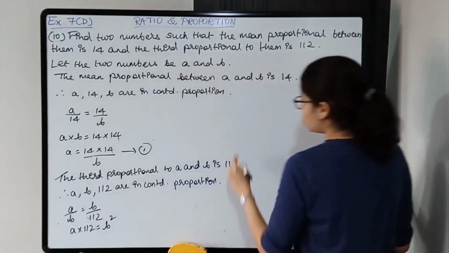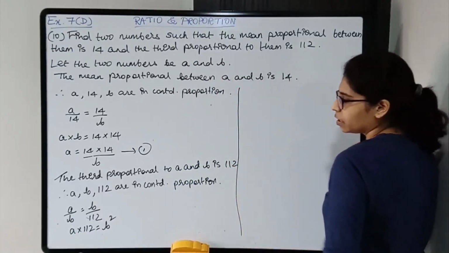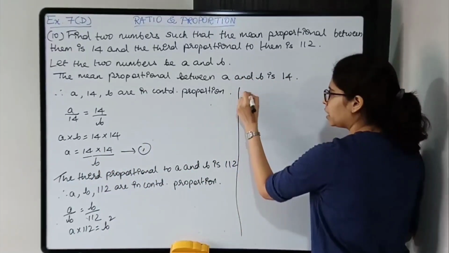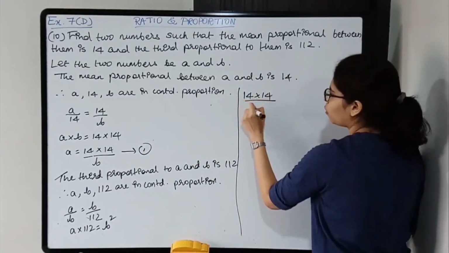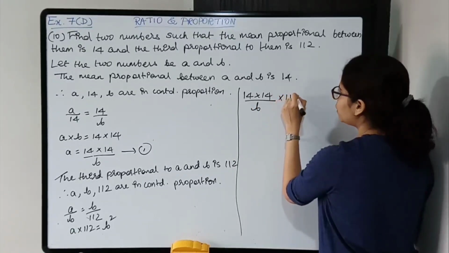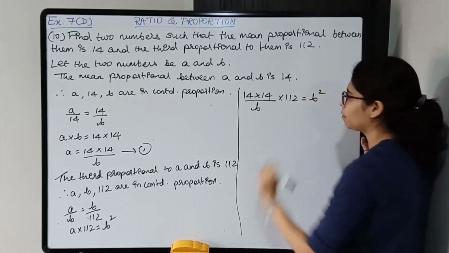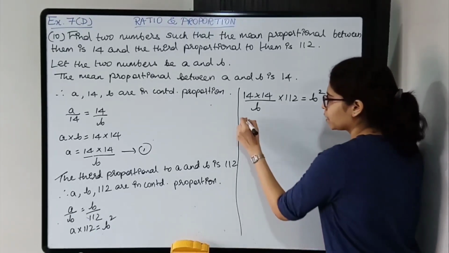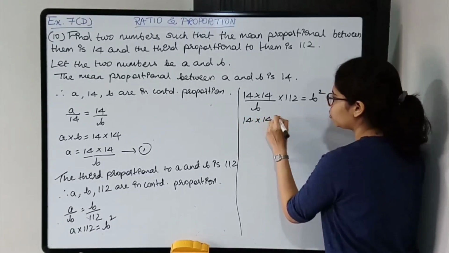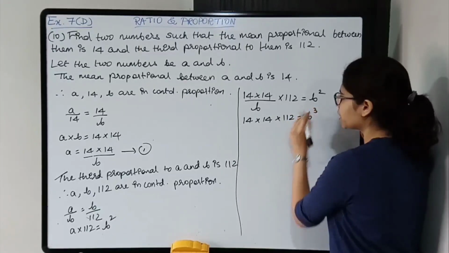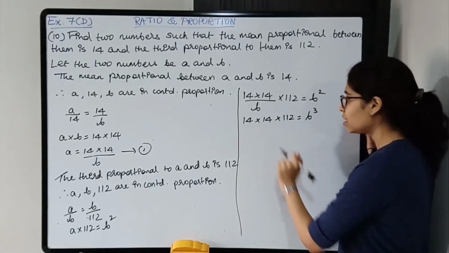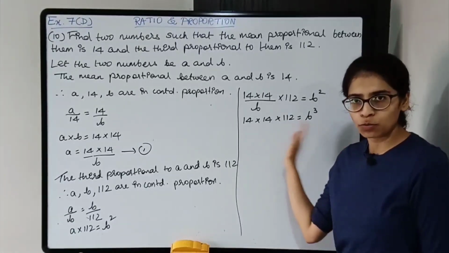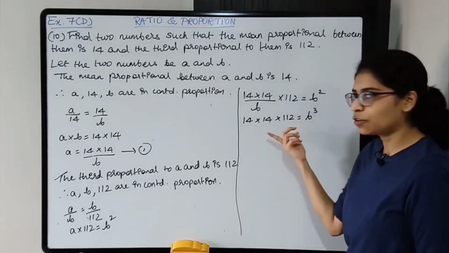a is 14 into 14 upon b. Let's substitute that. 14 into 14 upon b into 112 is equal to b square. Shifting b over here, b cube will be obtained. So 14 into 14 into 112 is equal to b cube. Keep this as it is. It is a cube. I need the value of b, so I'll take the cube root on both sides to get the value of b.